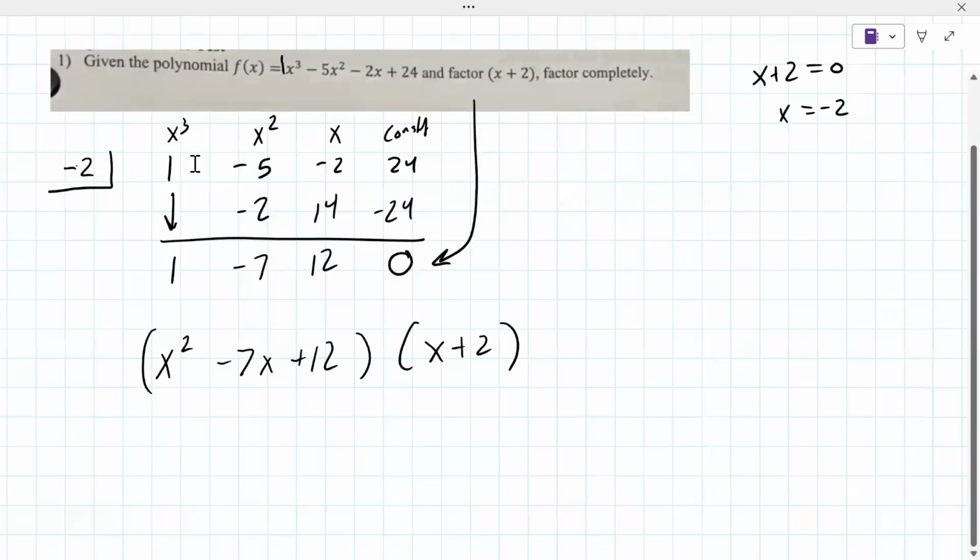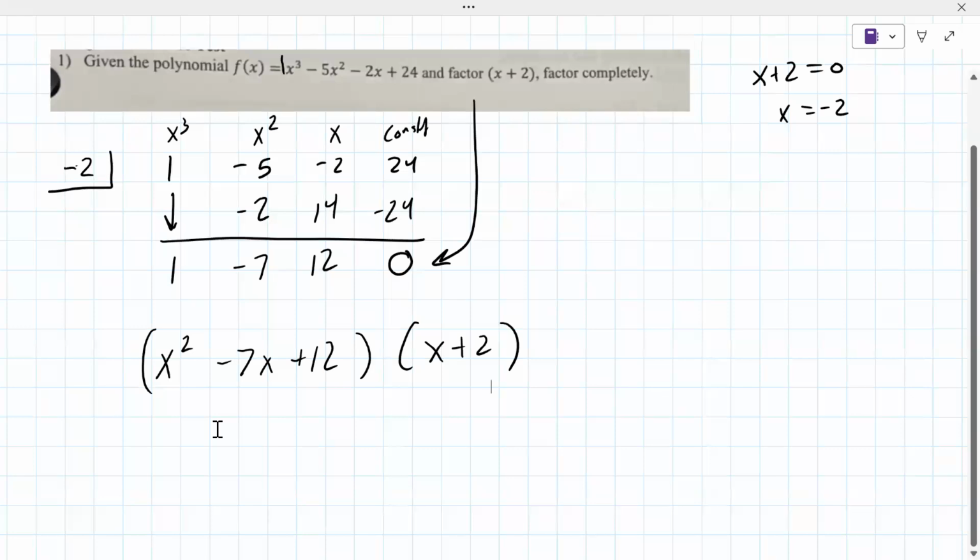Minus 7x and all that? So it goes down by a degree of 1. It was x cubed in the first column, now it's x squared. It was x squared, now it's x. It was x power of 1, now it's a constant. Oh, I see. Okay.